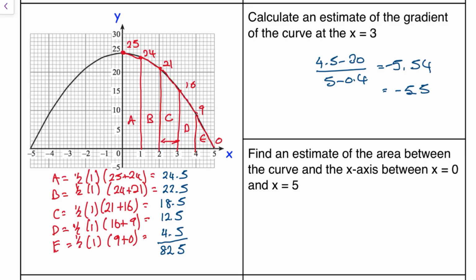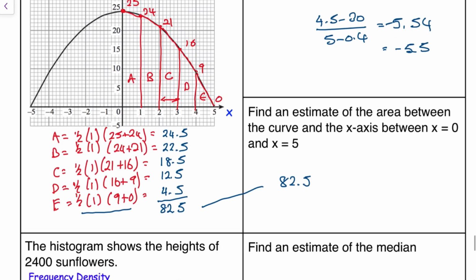I've basically worked out the area of the different trapeziums. For number E, I've called E a trapezium. Obviously, it's a triangle, but a trapezium with one side 0 is a triangle, so it's the same idea. Add them up, work them out carefully, and I get a total of 82.5 meters or centimeters or whatever it is I'm working out. And that is it. Question done. Do let me know if you're not sure what I've done there. I'll reply back to you, but definitely a skill that you need to know for your exam.